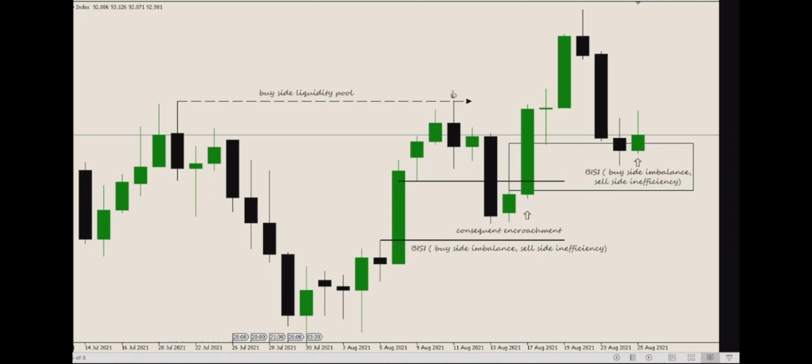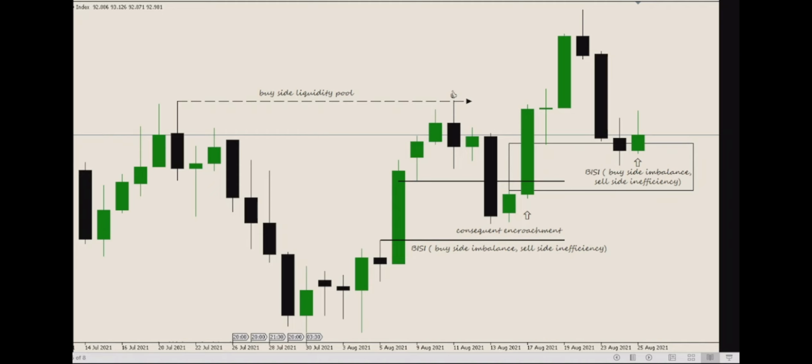And most of the time, we like to see that particular candle we are trading, that price stays above the mean threshold. The same thing with other blocks. We don't like to see the mean threshold or consequent encroachment of the order block to be violated as well.